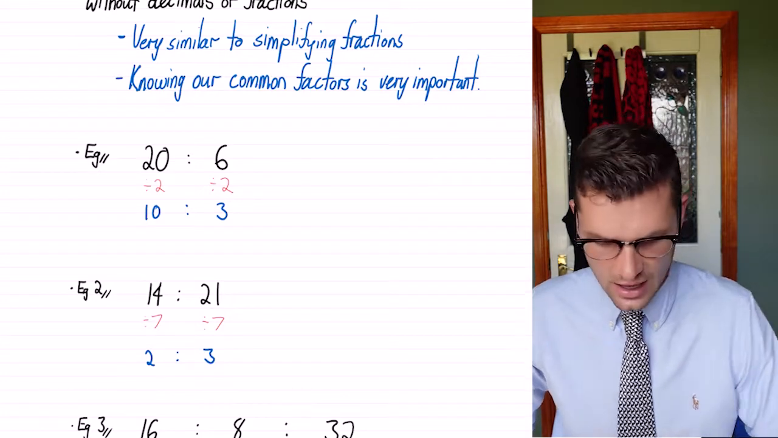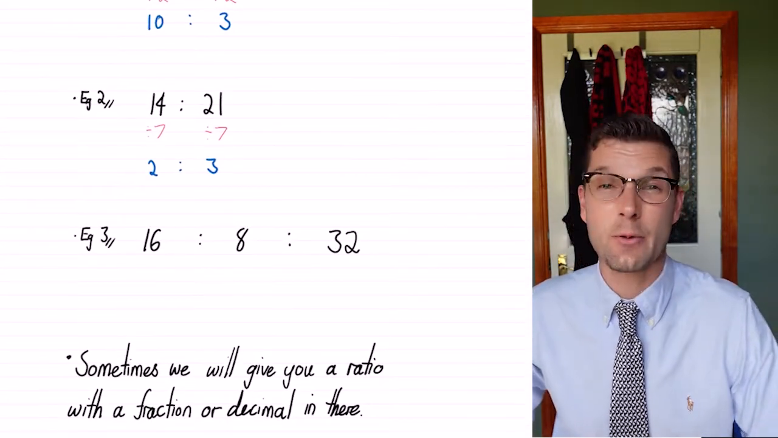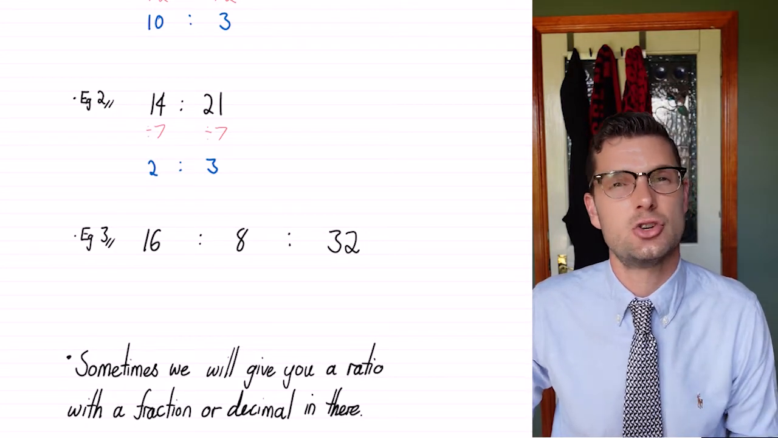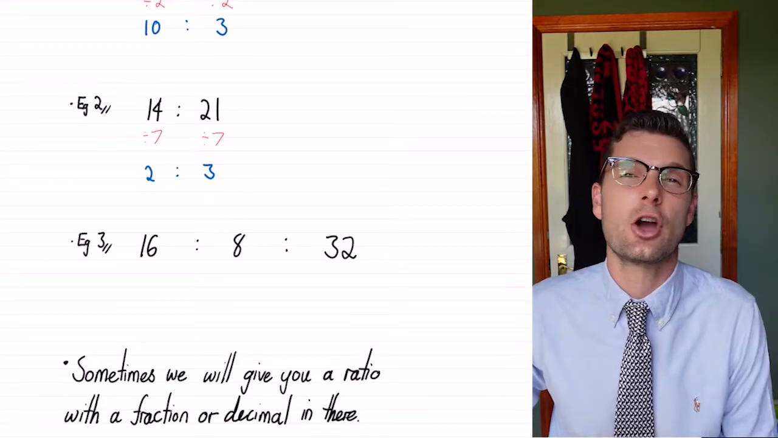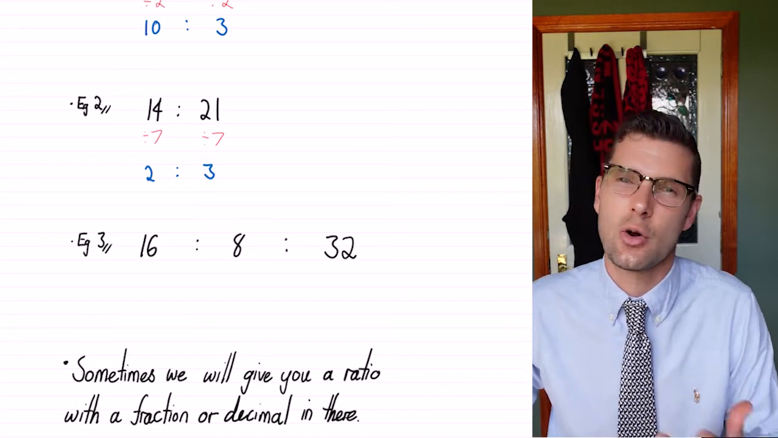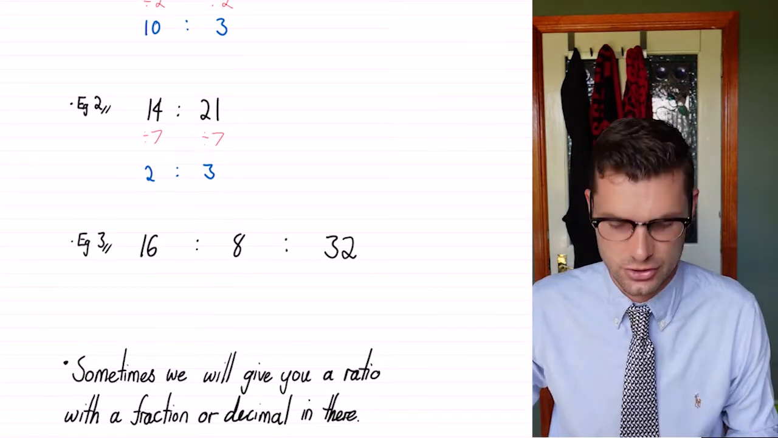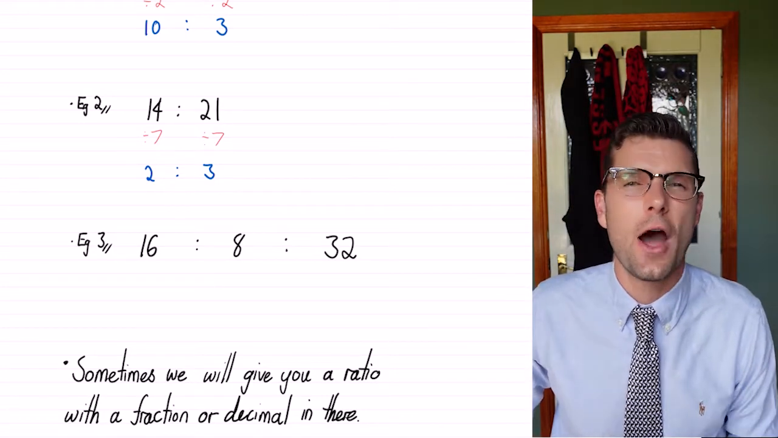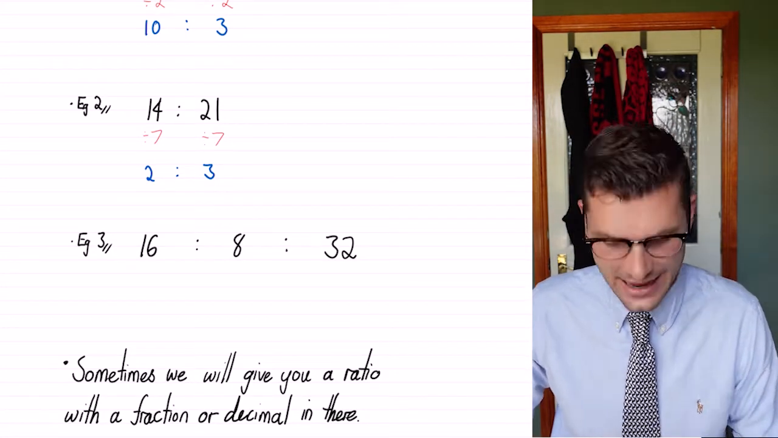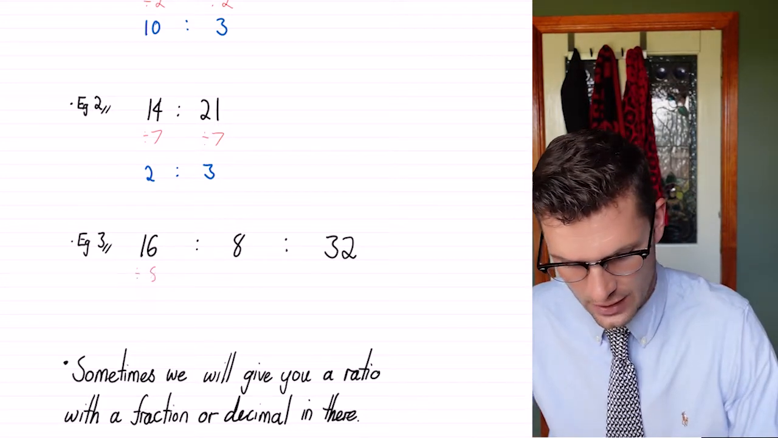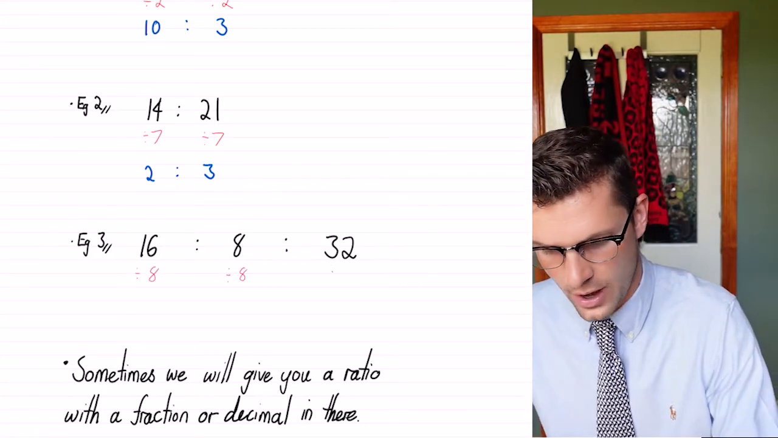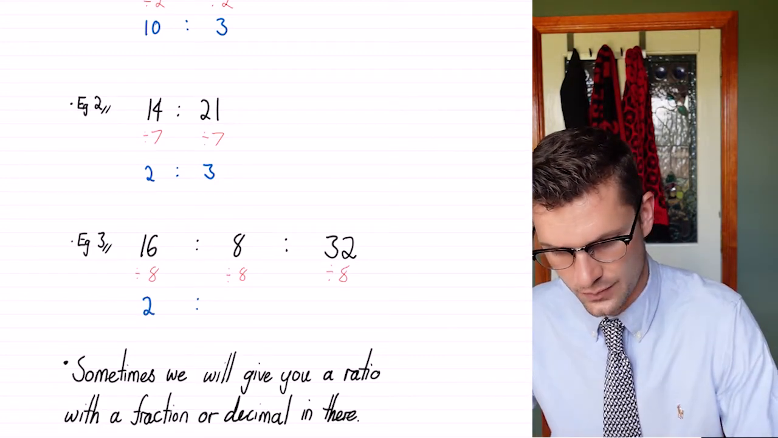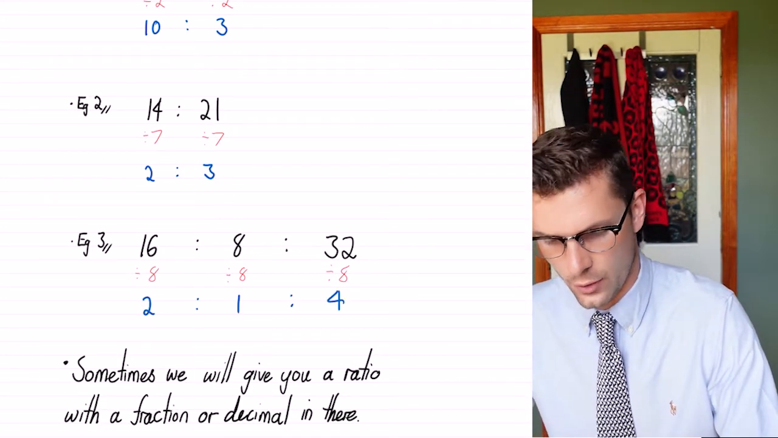And that's done. So even if we've got something like this where we've got three numbers that are all in a specific ratio to each other, all you've got to do is find the common factor between three numbers, which is obviously a little bit harder, but it's not too difficult. So between 16, 8 and 32, the highest common factor between these three is 8. So all I've got to do is divide each part of the ratio by 8 and simplify. So that's 2 to 1 to 4.